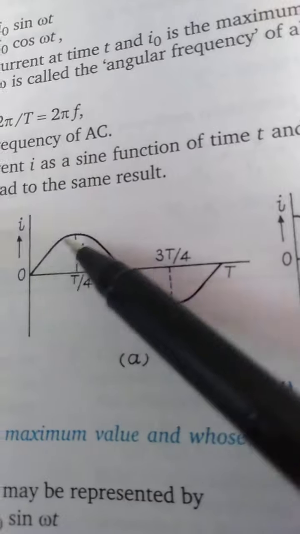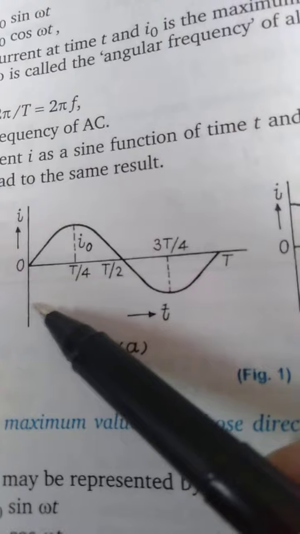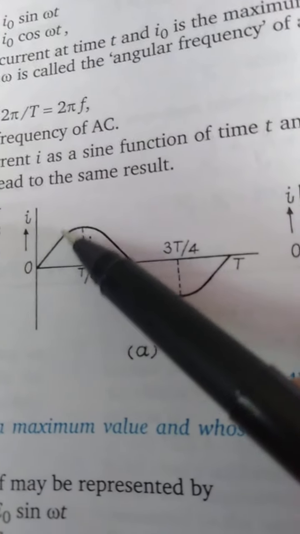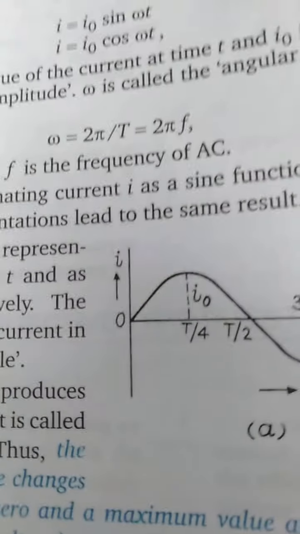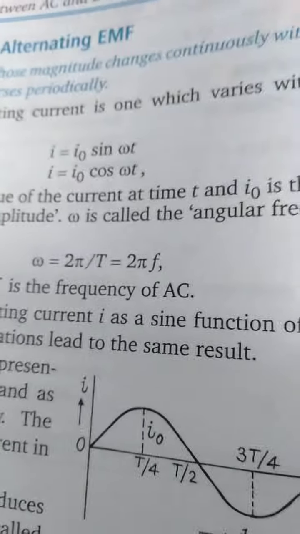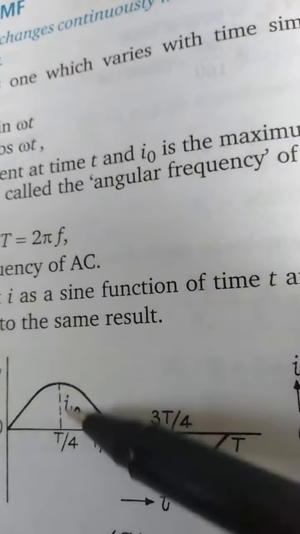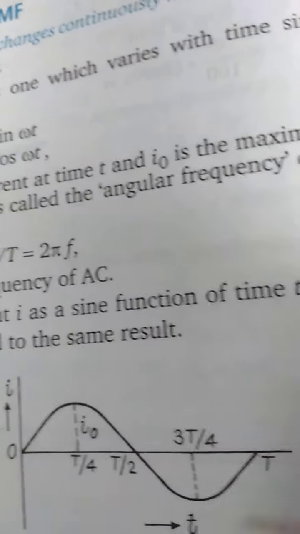So the maximum value is I naught and this is minus I naught. So the equation will be I is equal to I0 sine omega t, where in place of theta we write omega t. Now some terms. Amplitude: the maximum value of the current on either side is called the peak value or amplitude. Let me explain with the graph. This is the maximum value and this is the minimum value, and this part is called the amplitude.